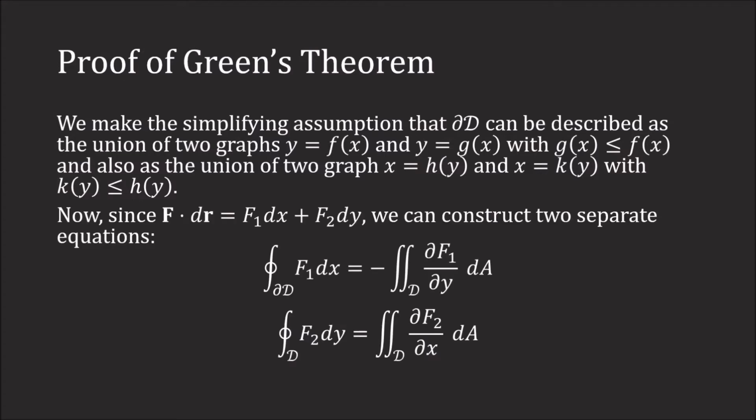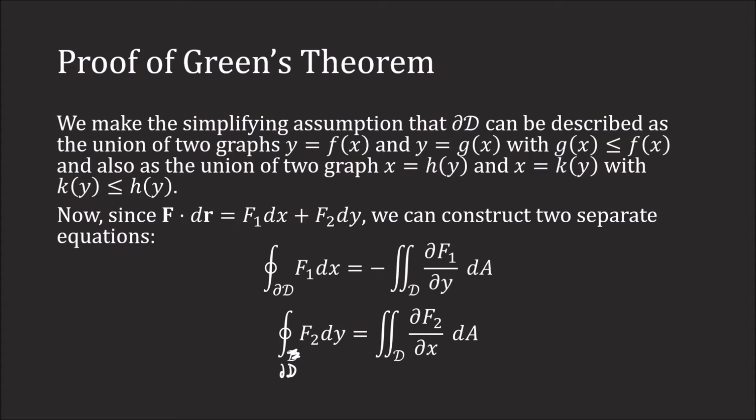Now, since F dot dr can be written as F1 dx plus F2 dy, we can construct two separate equations. The circulation around the boundary of D of F1 dx is equal to negative double integral across D of partial F1 partial y dA, and then also, the circulation around the boundary of D of F2 dy is equal to the double integral over D of partial F2 partial x dA.